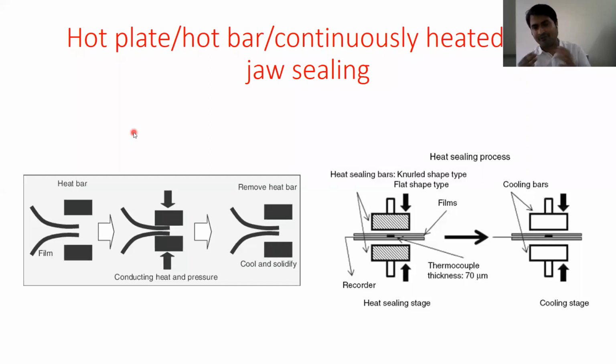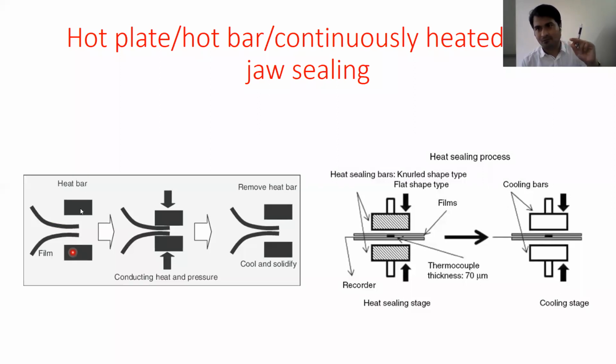the different kinds of sealing that I already briefed in the previous slide: hot bar sealing, impulse sealing. First is hot plate or hot bar, or we can say continuously heated jaw sealing. Here you can see an example. This is one layer of the packaging film, and a second layer is there. Two layers we require for joining. So these two layers we are feeding into the heated bar.